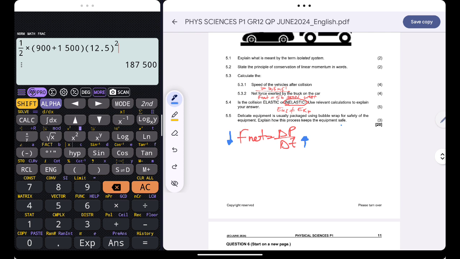Obviously, after taking in the knowledge on momentum, you approach questions like this, guys.